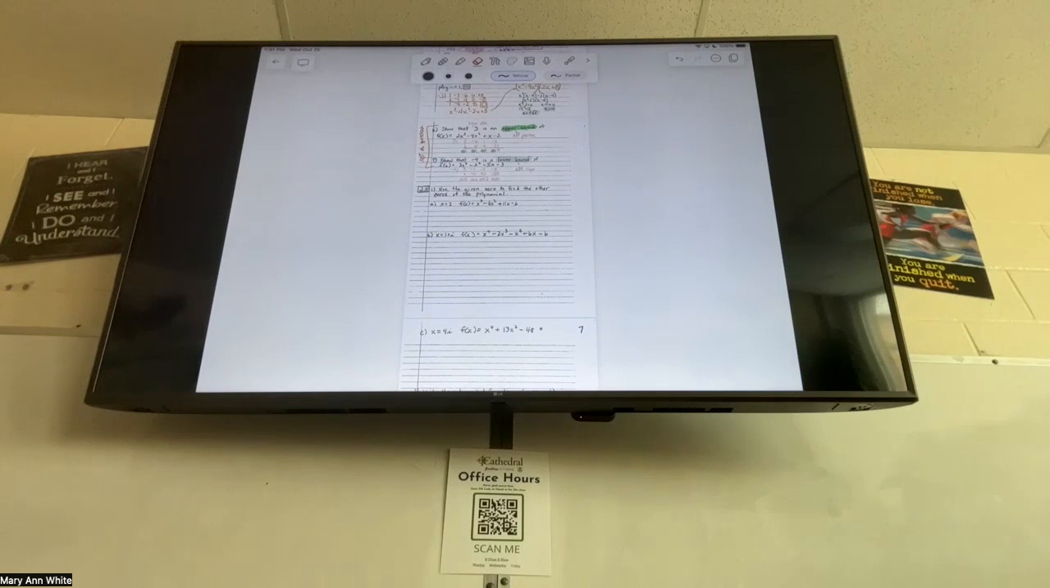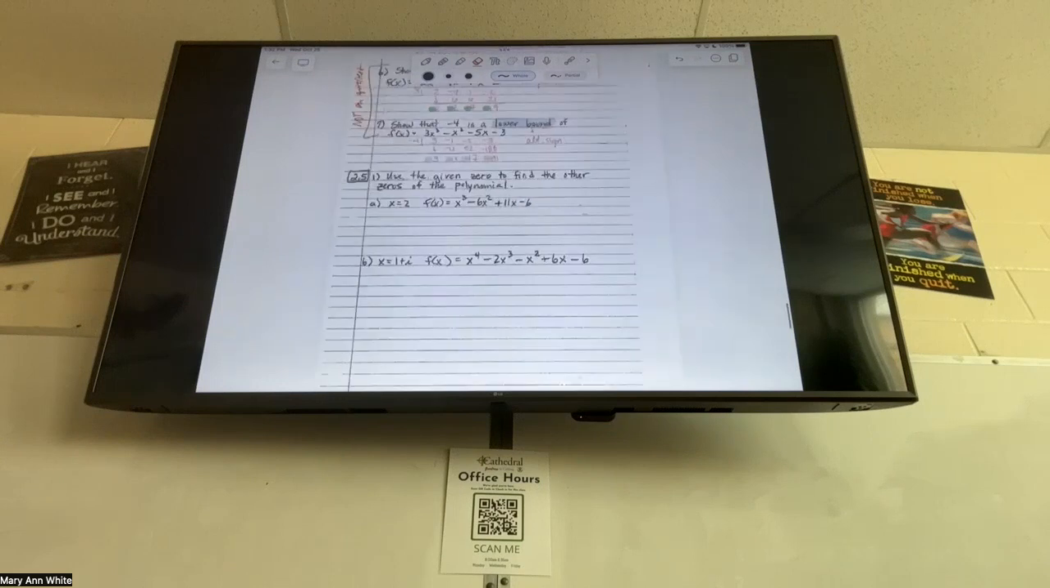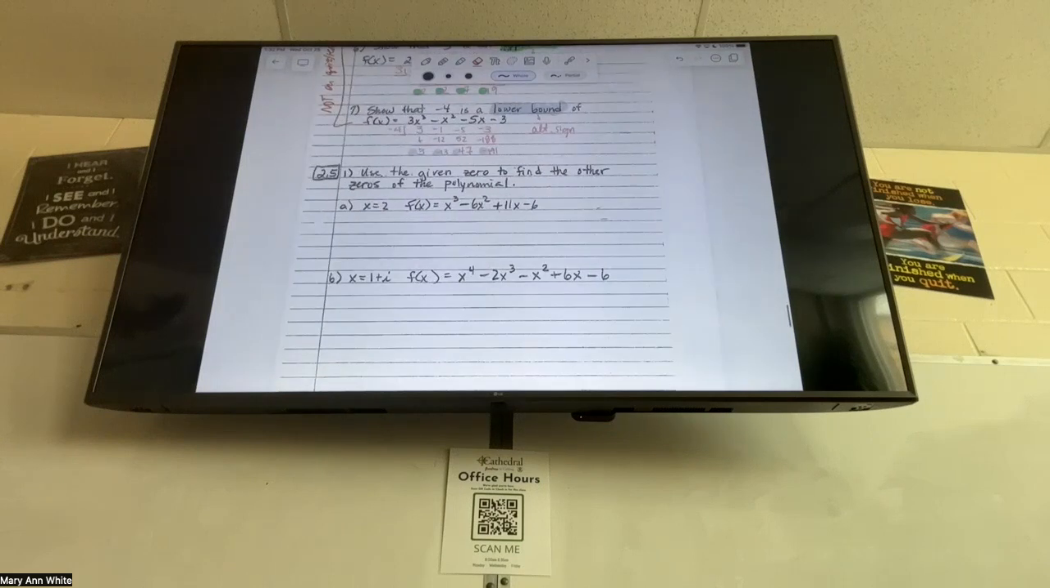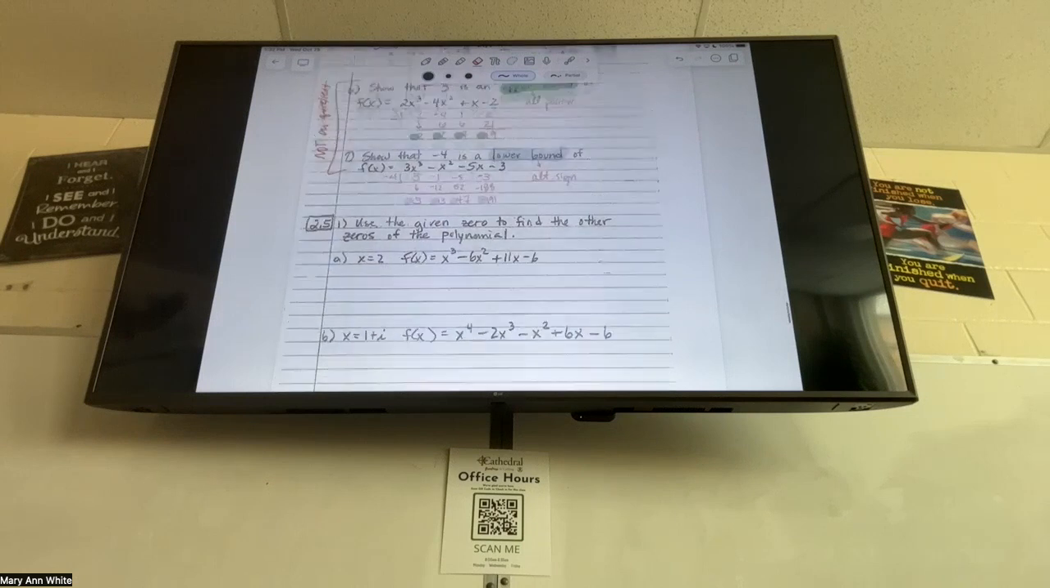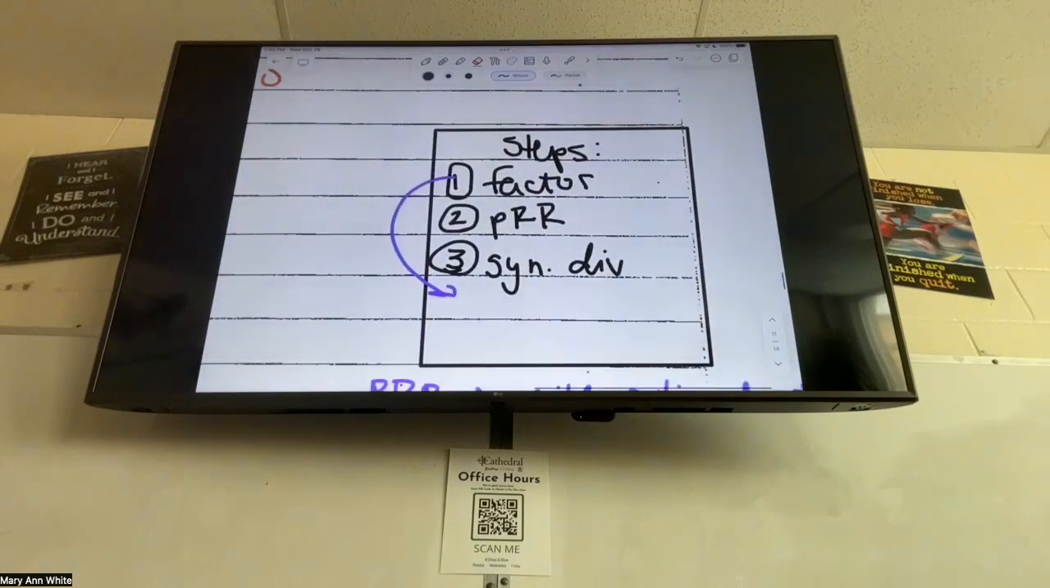All right, so again, we're doing 2-5, and we're gonna kind of jump around a little bit. I want you to notice that 2-5 is basically the same as 2-4. I just now have imaginary numbers involved, so we're gonna have i's as part of our answers, okay? One thing I want to remind you of is the steps that we talked about yesterday when we talked about finding zeros.